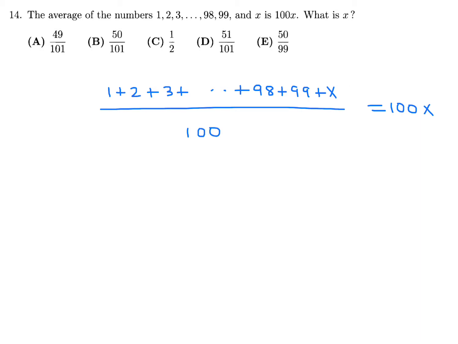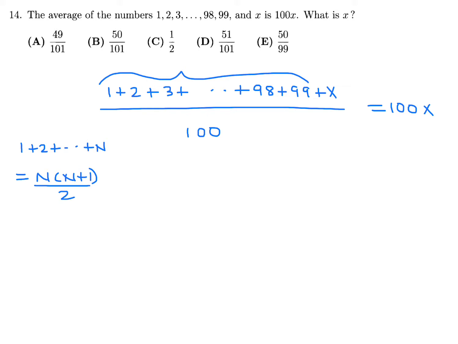So this is my formula. I have to solve for x now. Now these guys, I hope you know there's a formula for that. 1 plus 2 all the way up until n consecutive numbers is n times n plus 1 over 2. So that means that guy that I just wrote is 99 times 100 divided by 2. And then you have this x, and that is all over 100, and that equals 100x.